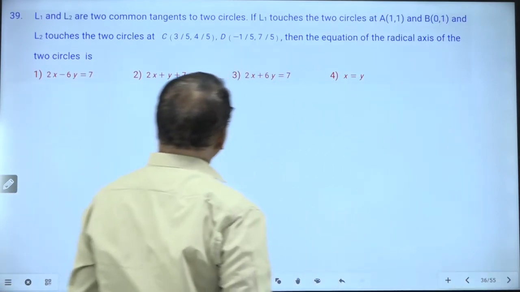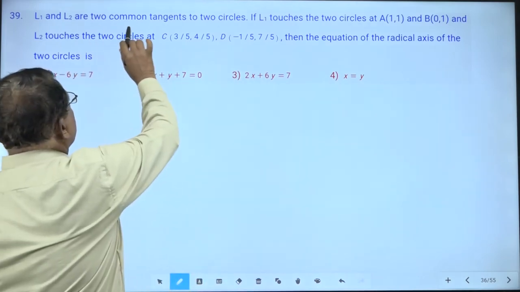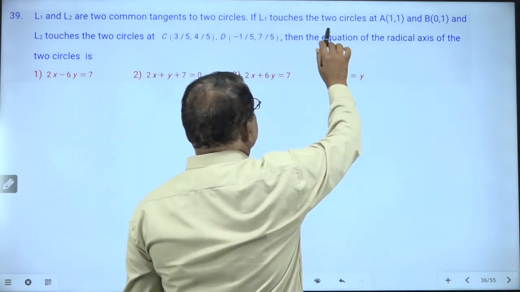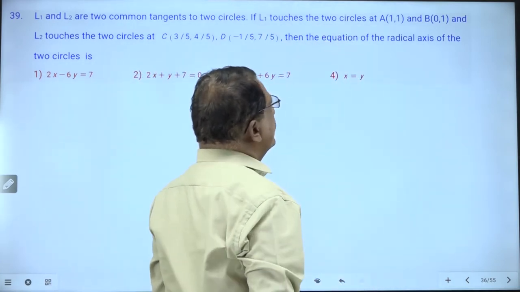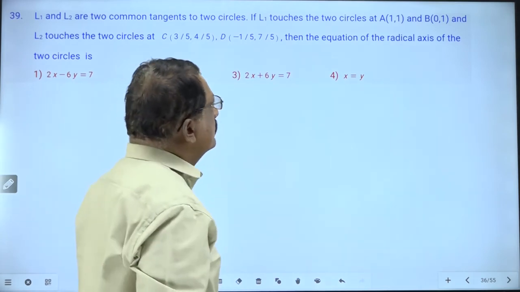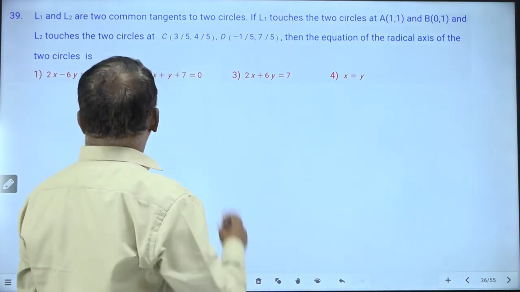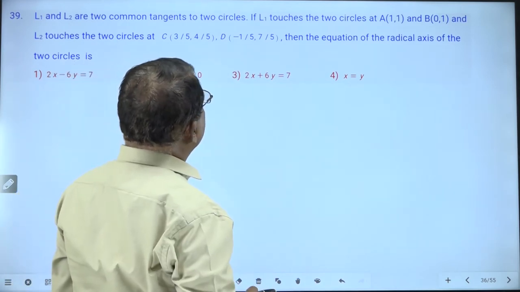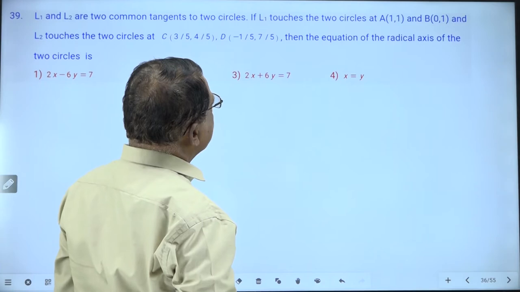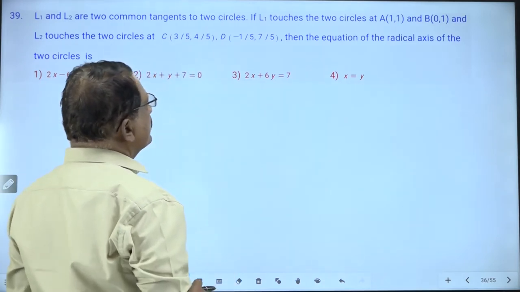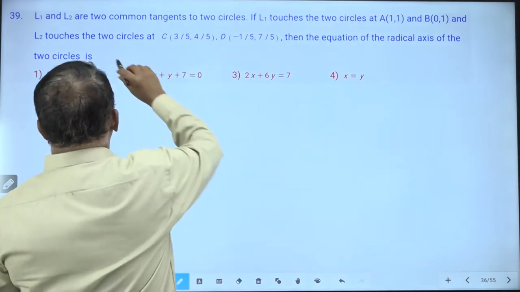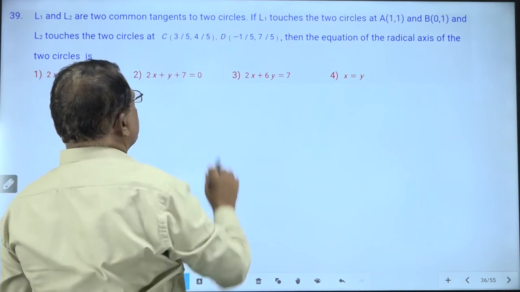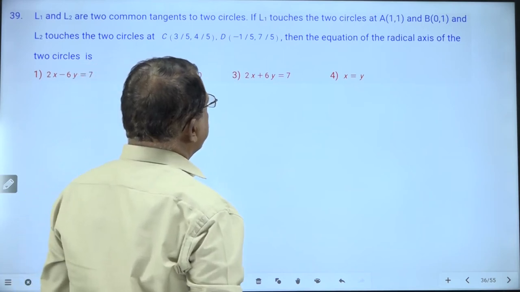Next, L1 and L2 are two common tangents to two circles. L1 touches the two circles at (1, 1) and (0, 1). L2 touches the circles, then the equation of the radical axis of the circles. L1, L2 are two common tangents to the two circles.